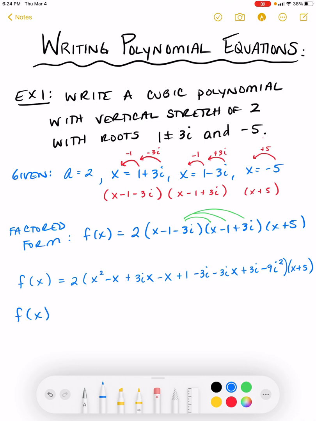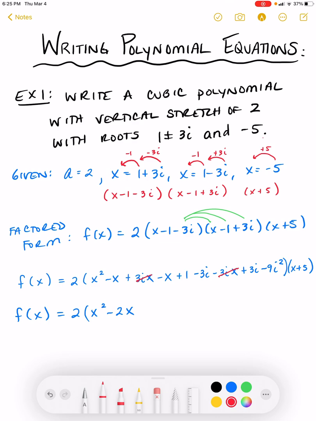Now let's look at this because it looks really complicated right now. Let's see if any of the terms cancel. I don't see any x squared, so we're going to bring down the x squared. I see a negative x and another negative x, and that's going to combine to make a negative 2x. The next thing I want you to see is there's a 3ix and a negative 3ix, so that's going to end up canceling. I'll put a line through those to cancel them out.